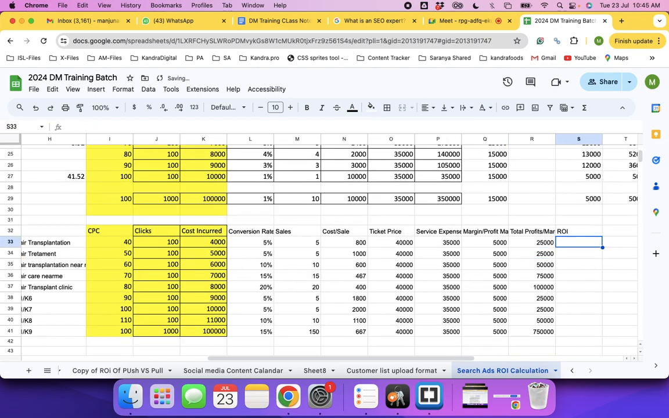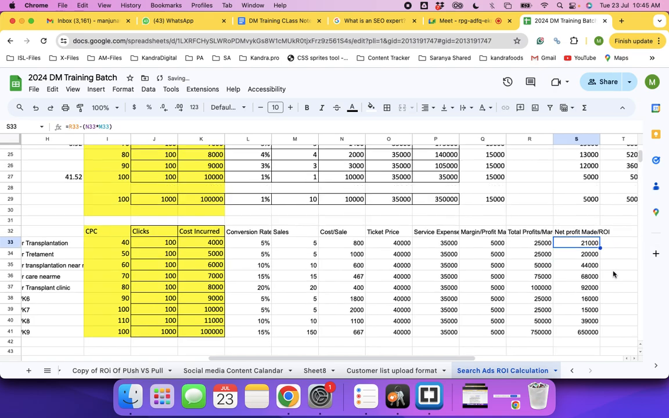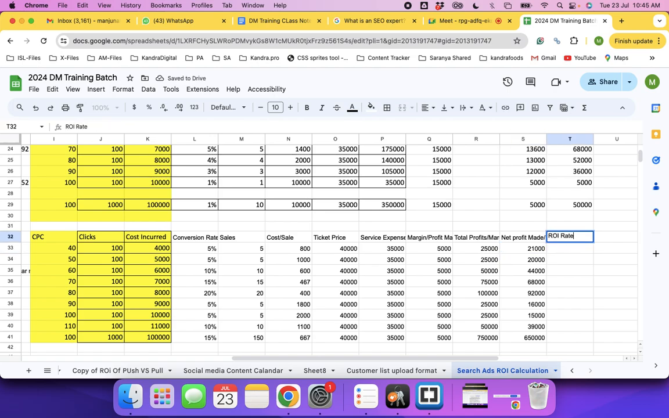Now return on investment, ROI is equal to this minus cost per sale, which is 800 into number of sales. 21,000 rupees is the net profit made, or ROI. So ROI ratio is equal to, how do you calculate the number of times.